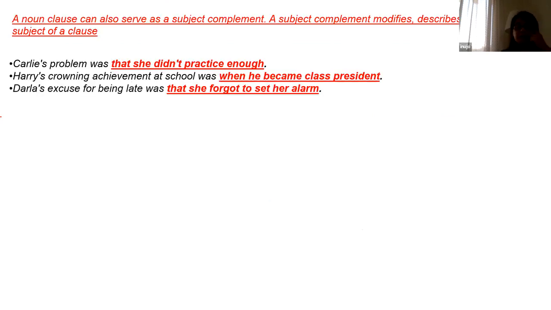Now, let's go to the other one. A noun clause can also serve as a subject complement. A subject complement modifies, describes, or completes the subject of a clause. For example, Carly's problem was that she did not practice enough. So what was Carly's problem? That she didn't practice enough. Now the answer will be here along with the noun clause.